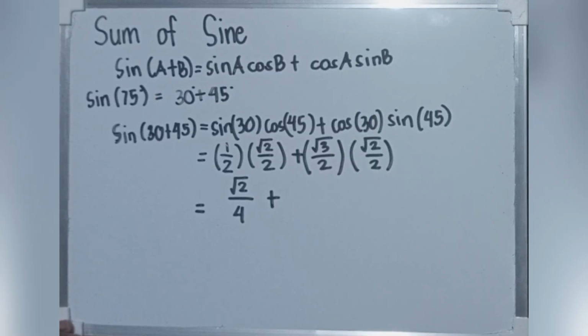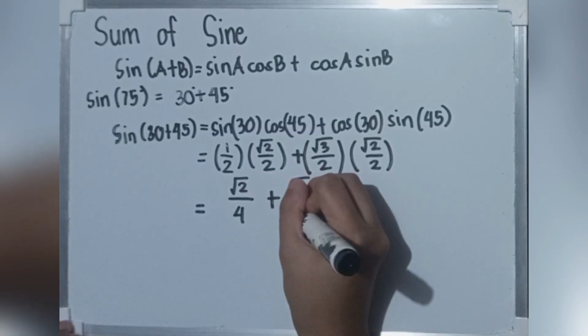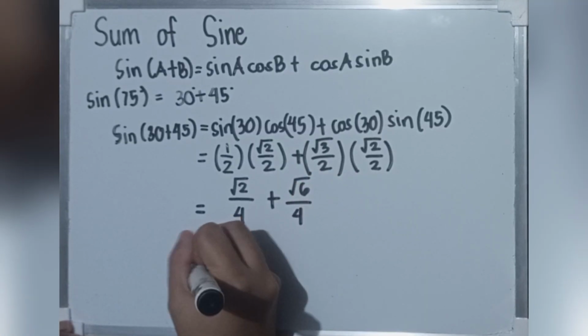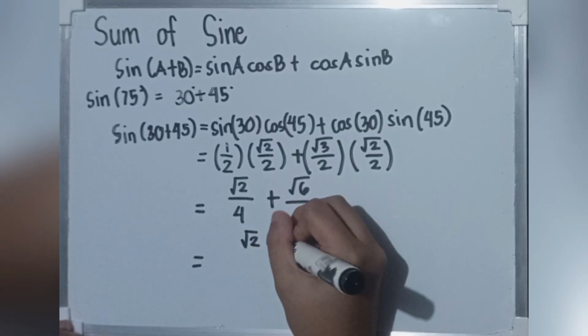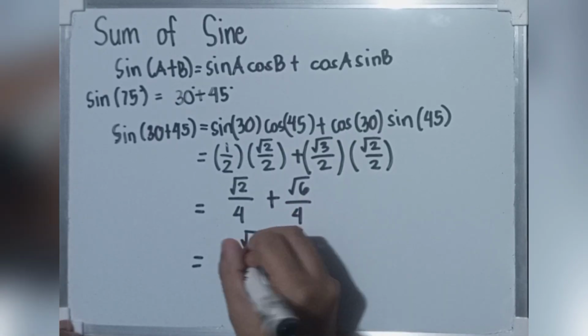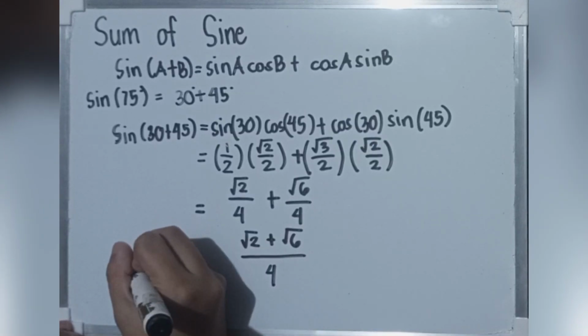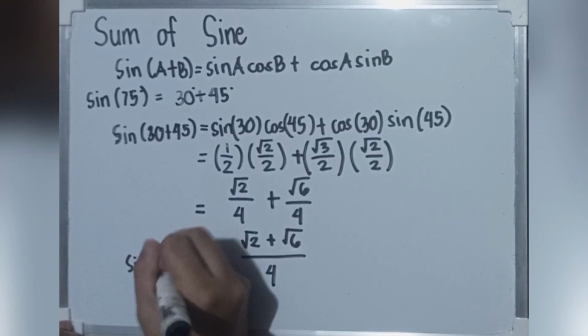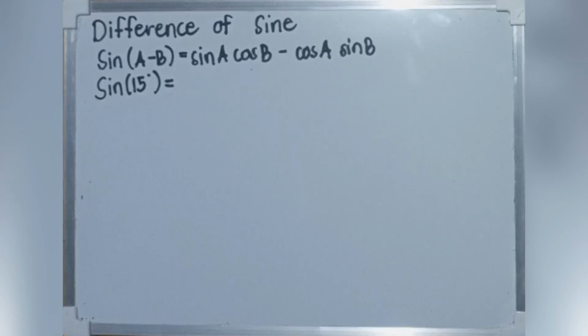And then square root of 3 times square root of 2 is equal to square root of 6/4. So our final answer would be square root of 2 plus square root of 6 over 4. So that is the sine of 75 degrees. It is the sum of sine of 75 degrees. So now let's move on to the difference of sine.